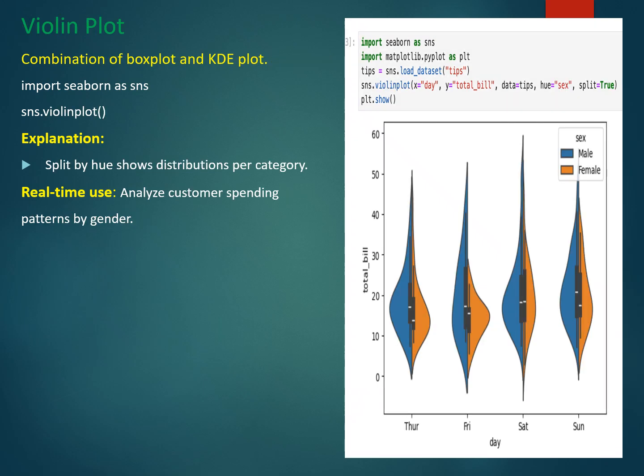Violin plot. The violin plot combines boxplot and KDE. It shows both distribution shape and summary statistics. In machine learning, it helps compare feature distributions between classes. Useful in classification problems. For example, comparing salary distribution between churned versus non-churned customers.